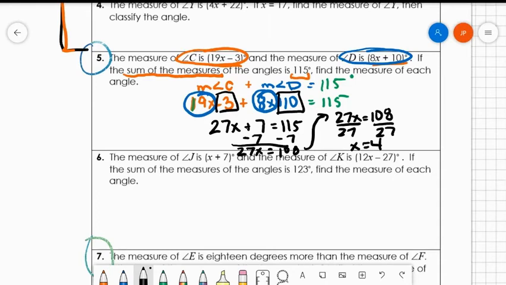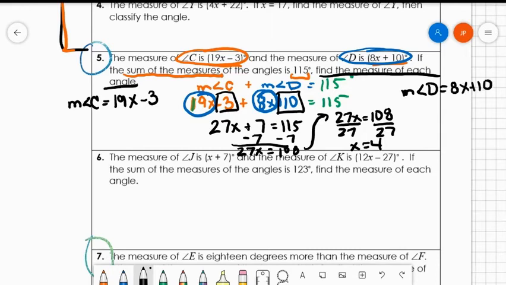I'm not done yet, though, because they're actually asking to find the measure of each angle. The way that I need to do that is I need to plug into each of these equations, or each of these expressions they gave me. So I have these two different expressions. Now I actually know what x equals.